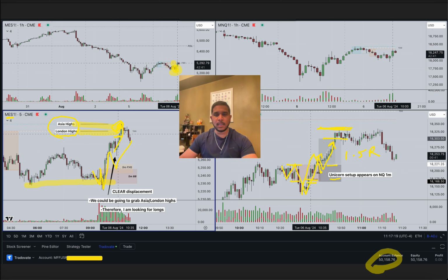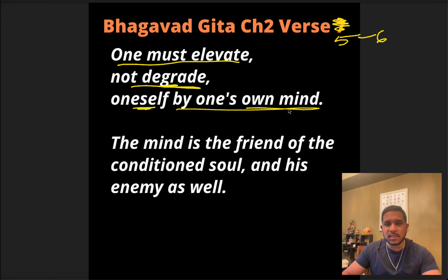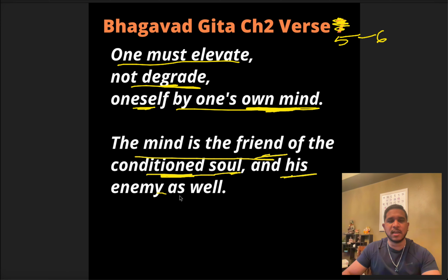Which is fine. But that led me to really think about it, and I remembered this verse, right? So I wanted to share this verse with you before we leave. All right, guys, this is the verse I was talking about. Actually, it's verse 5 and 6. I made a typo here. One must elevate, not degrade oneself by one's own mind. The mind is the friend of the conditioned soul and his enemy as well.